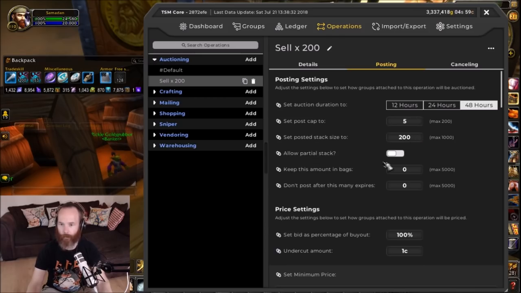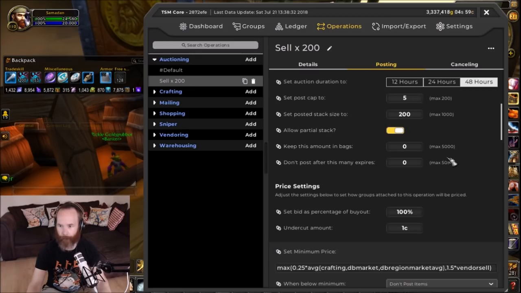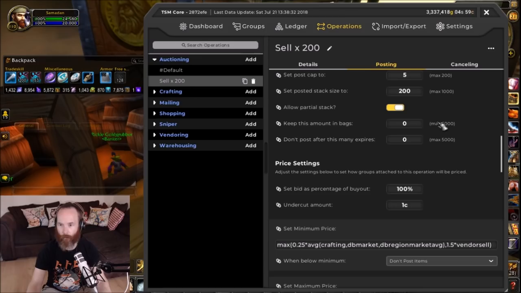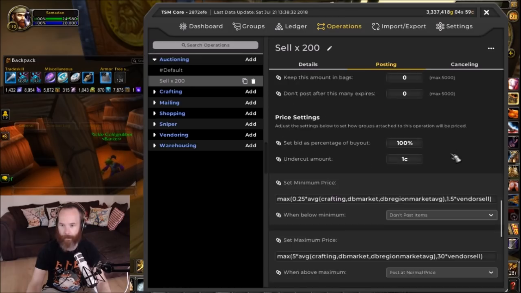And now turning on allow partial stacks would mean that TSM would look at this. It's got 1 stack of 200 and 1 stack of 153. So if I turn on allow partial stacks, then TSM will post both the 200 stack and the stack of 153. You can set whether you don't want to have that many in the bags or that many expires, but at the moment we're going to leave that as it is.